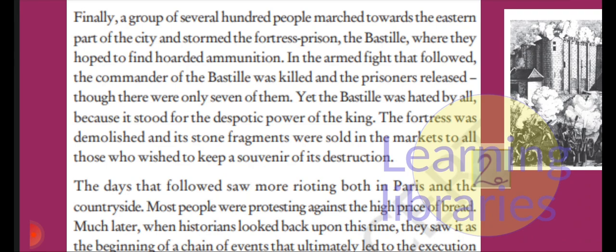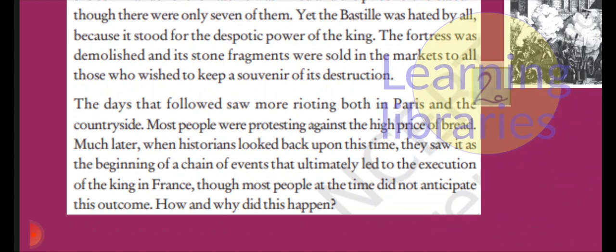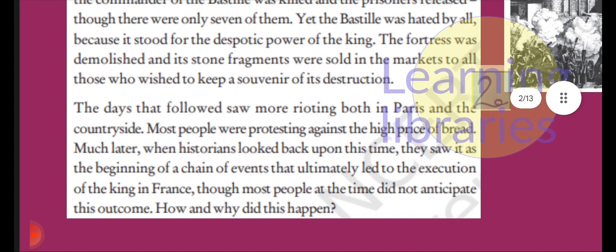So, what did they want to do with the weapons? In the armed fight that followed, the commander of the Bastille was killed and prisoners released, though there were only 7 of them. Yet the Bastille was hated by all because it stood for the despotic power of the king. The fortress was demolished and its stone fragments were sold in the markets to all those who wished to keep a souvenir of its destruction. So basically, the fortress was completely demolished. People were very angry. They wanted to show the king what a mob of angry people can do if they are hungry.